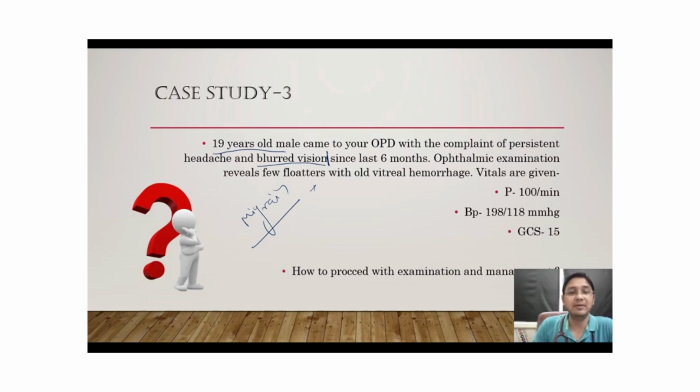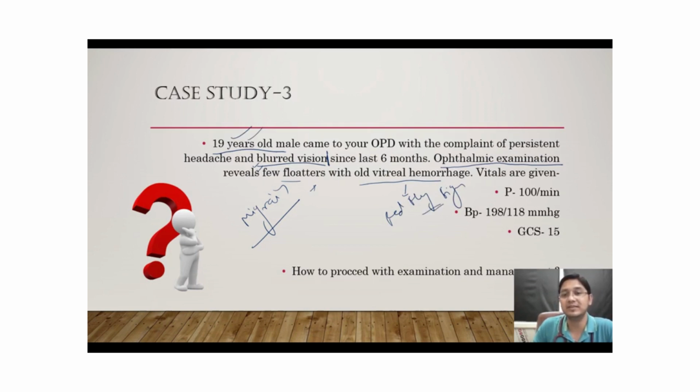But as he is having blurred vision, meaning there is difficulty in vision, your duty is to send the patient for ophthalmic examination. Once you have sent it, you reveal that he is having old vitreous hemorrhage and a few floaters also. So we got a red flag sign that he is having vitreous hemorrhage. In a young patient we are not expecting this, but yes, he got this.